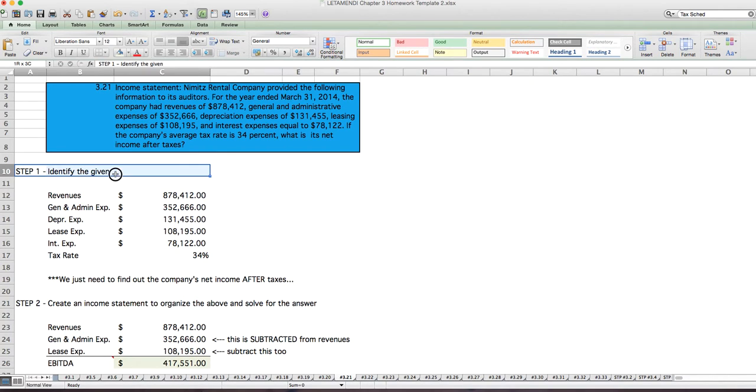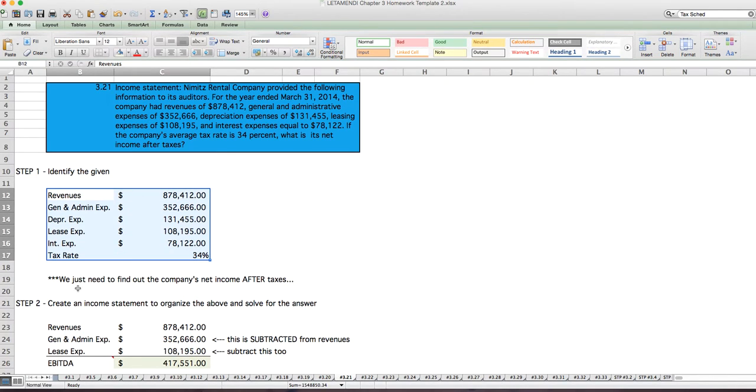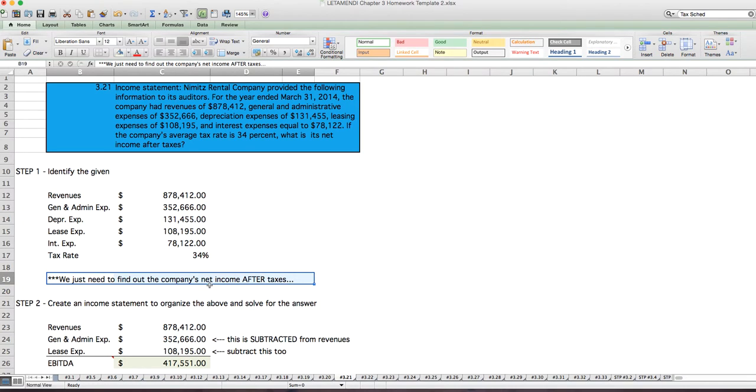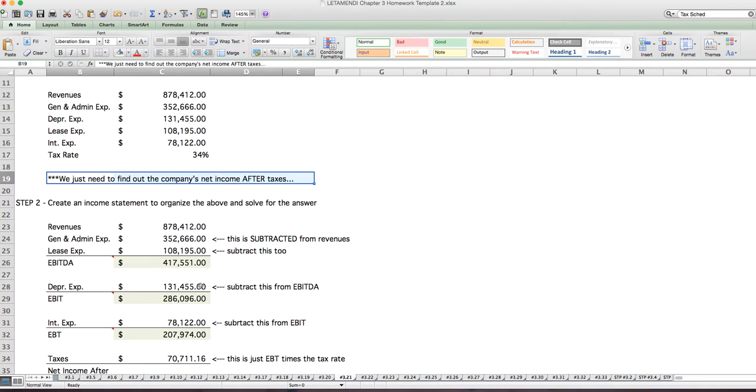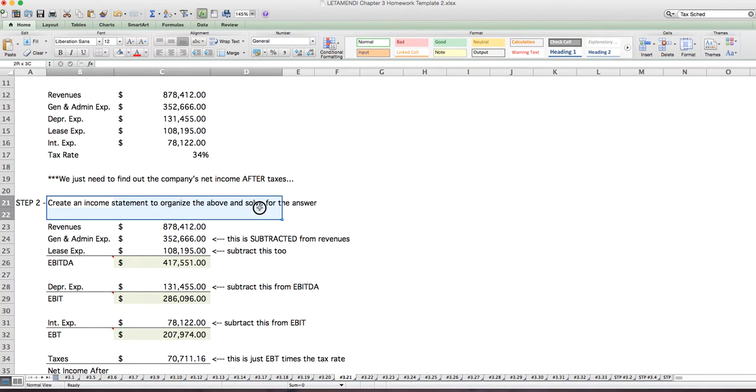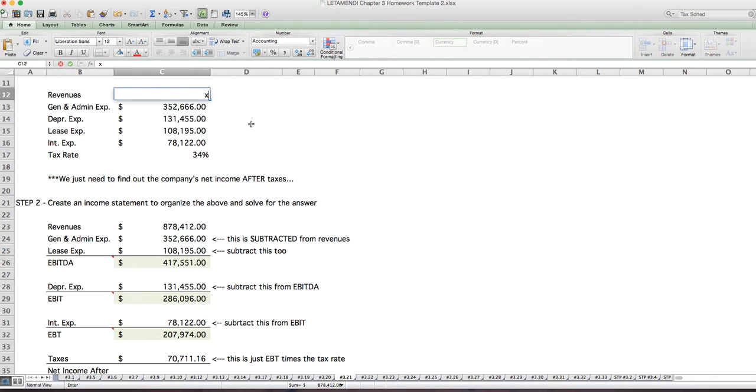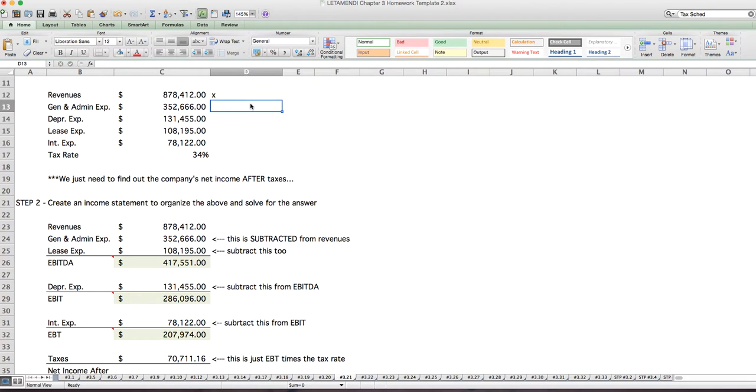So the first step is to identify the given. We bring this down from the problem, and all we need to do here is identify the company's net income after taxes. The second step is to create an income statement, organize the above, and solve for the answer. We know that the revenues are given, so we cross this out. And then we subtract general and administrative expenses, as well as the lease expense.